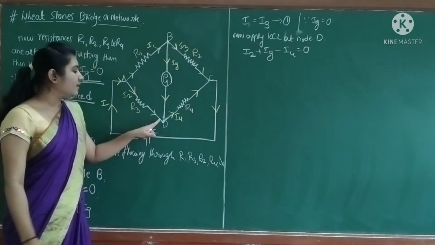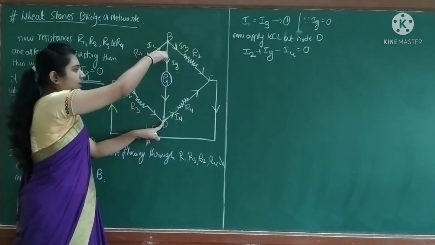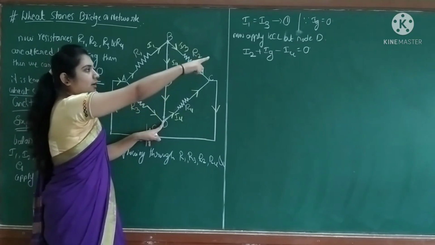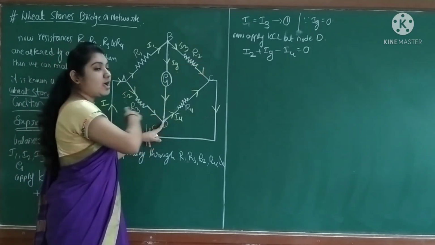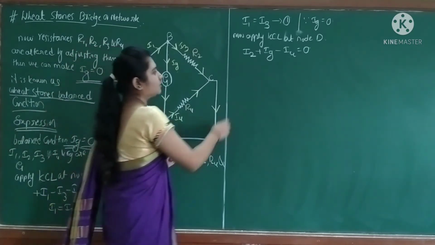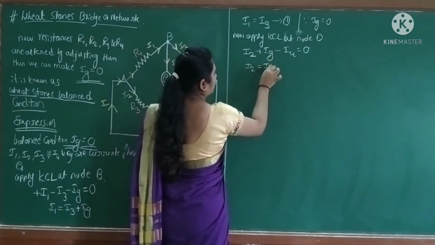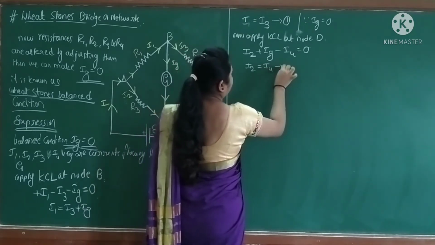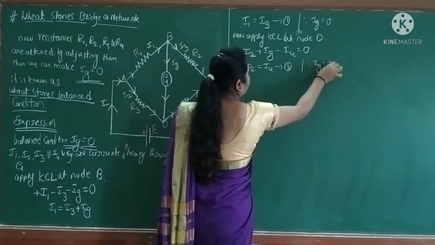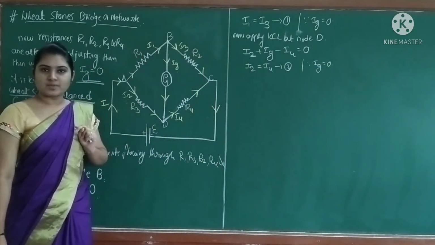Once again I will tell. At point D, the incoming current is I2, and Ig is also incoming, it is coming in. So those take a plus value, and I4 is going out, the outgoing current, so minus. Here Ig will be 0, so I2 is equal to I4. Take it as equation number 2, because Ig is equal to 0. Write it down.